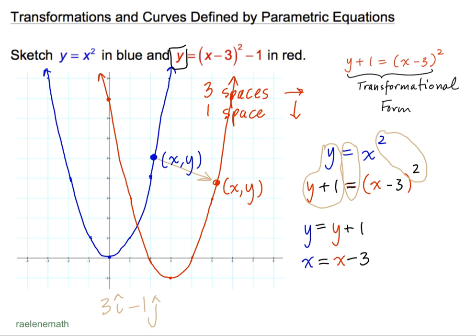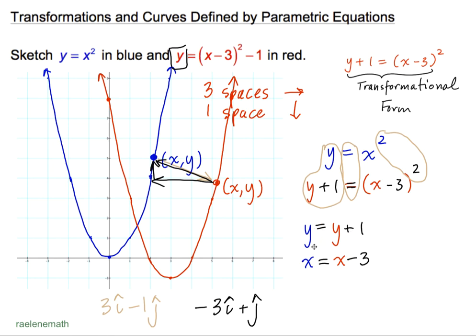So if I were starting with the red graph and I wanted to go to the blue graph, I would be going 3 to the right, and then from the red y coordinate, I would add 1 to get the blue y coordinate, which means that to go from the red to the blue, my vector would be negative 3i hat plus 1j hat, according to the instructions on red to get blue.